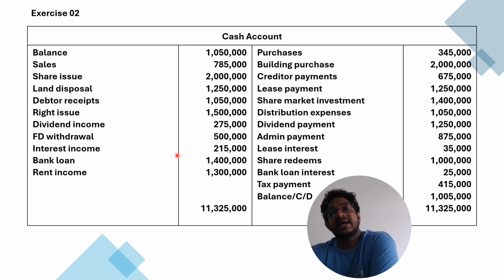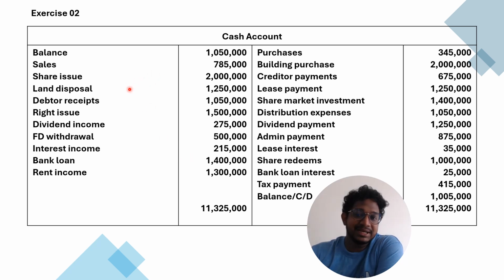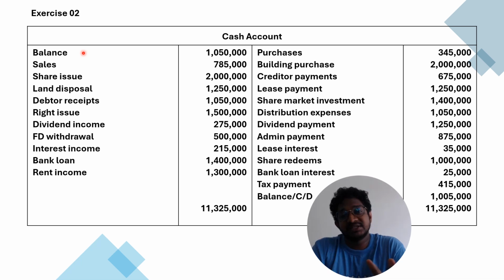Exercise number two, it's given the cash account directly. So cash inflows are on the debit side and cash outflows on the credit side. So it's easy. And the opening balance, as I mentioned in exercise number one. So I'm not explaining those transactions again in this question and in exercise number three. But if it is a new transaction, I will explain again, right?